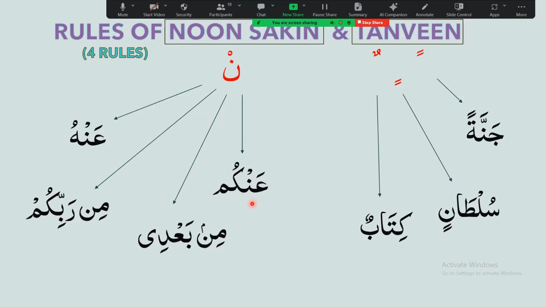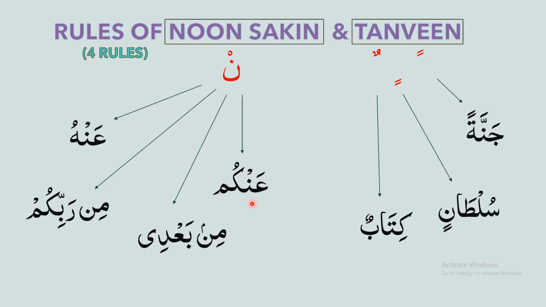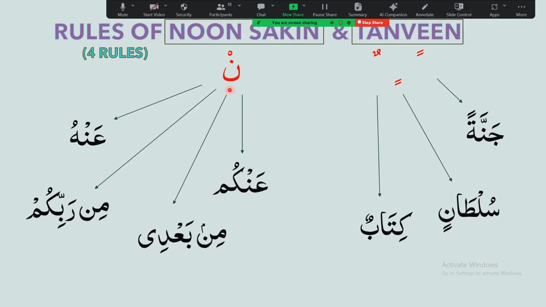These are certain things that make the beginner confused: why do we prolong the sound at certain points in Quran? Why do we make such sounds when we are reciting Quran? There is a reason for that. The noon sakin makes us do so.